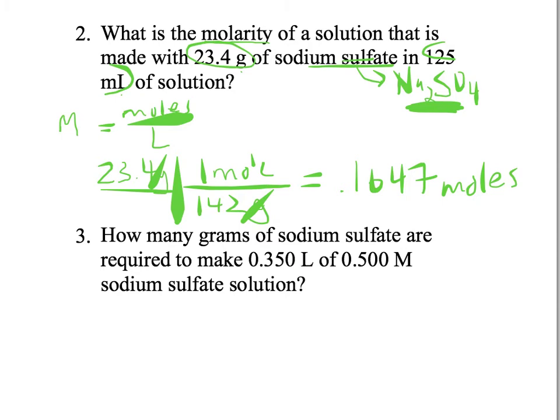Milliliters, we got to convert those into liters. That's very easy. To convert from milliliters to liters, you just divide by 1,000. So 125 divided by 1,000 is 0.125 liters.